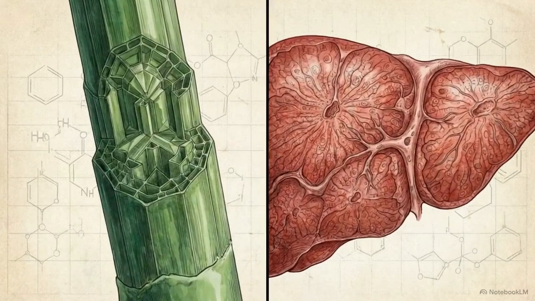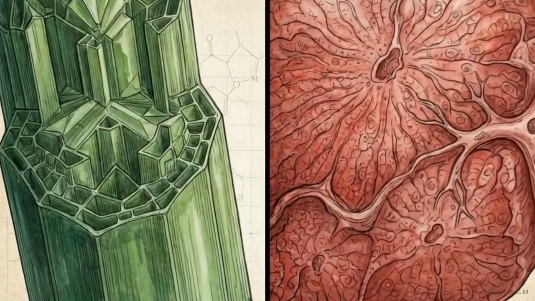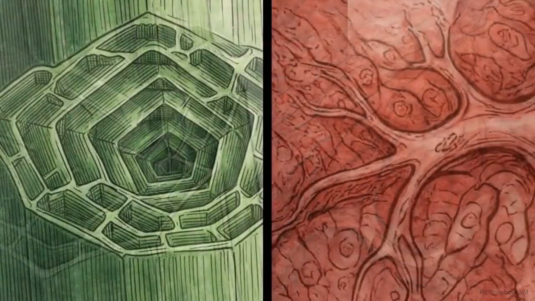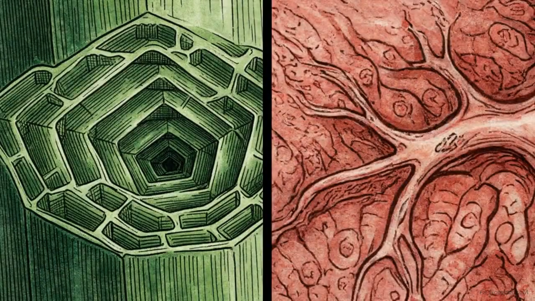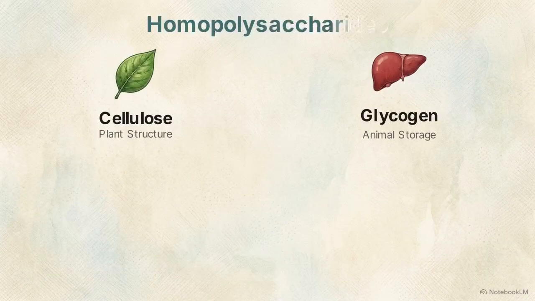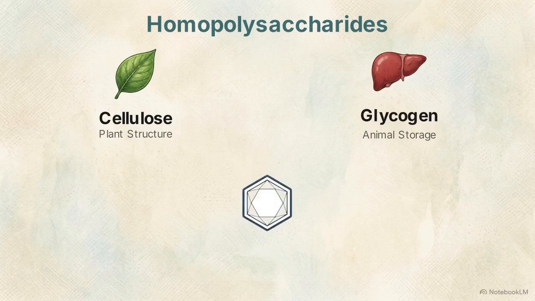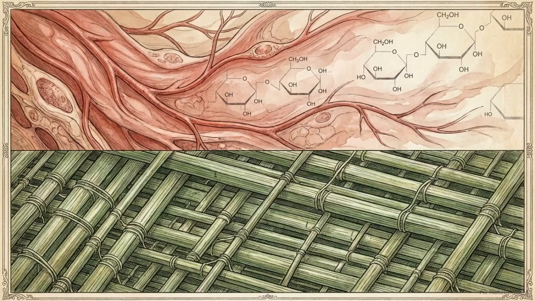If we zoom in on the rigid cell wall of a plant stem and compare it to a human liver, we find a biological paradox. Both of these structures are homopolysaccharides. They are built from the exact same chemical monomer, D-glucose. Yet the human body reacts to these identical building blocks in completely opposite ways.